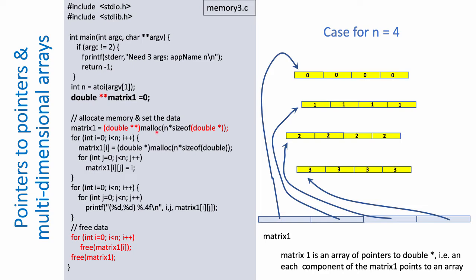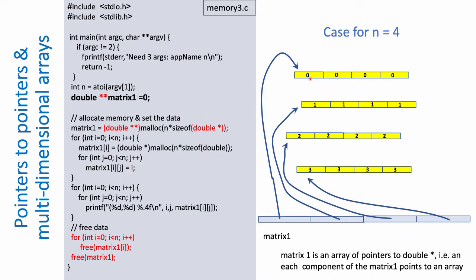So how do we allocate this convoluted matrix? Well, we're using malloc again. It's n times the size of double pointer. Double pointer because these are pointers to an array. Inside the for loop, we have to allocate each of these arrays. So this is what I'm doing here. It's n times now size of double. It's not double pointer, it's now size of double because these are now doubles.